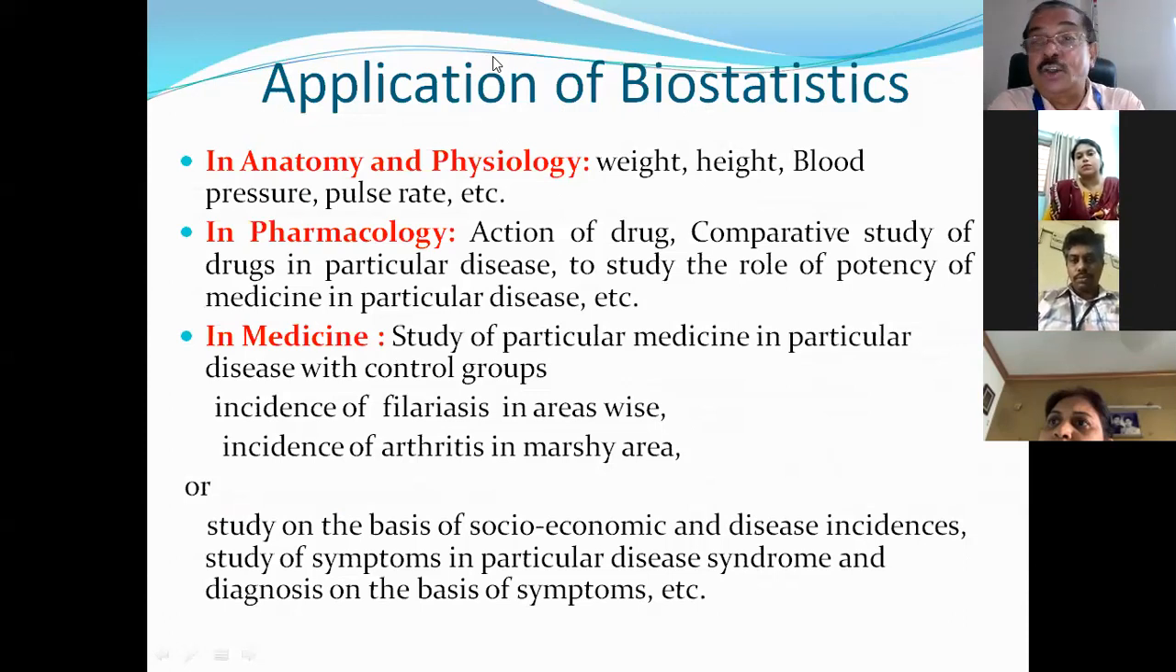It is in anatomy and physiology. Why anatomy? Because different healthy persons have different height, different weight, different blood pressure, but there is a ratio, a range from here to here. That is normal. But if it is below this, it is abnormal, and if it is above the upper range, it is again abnormal. So that is to be studied, like serum creatinine.